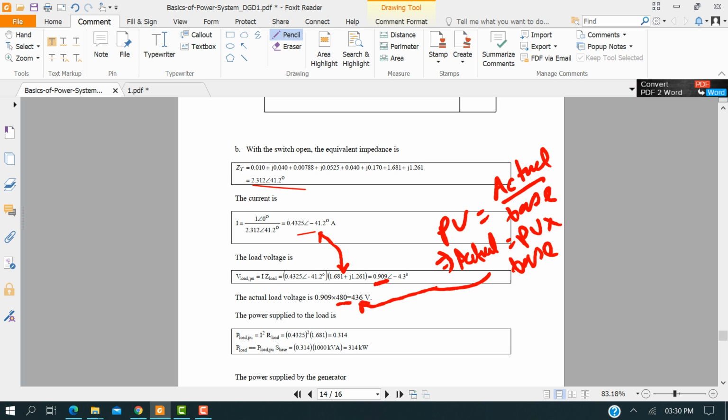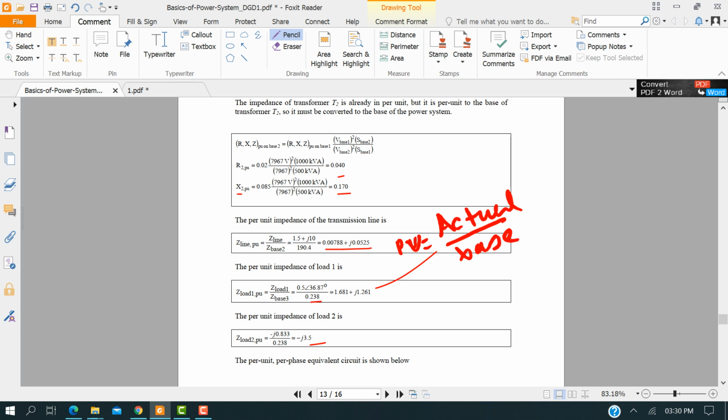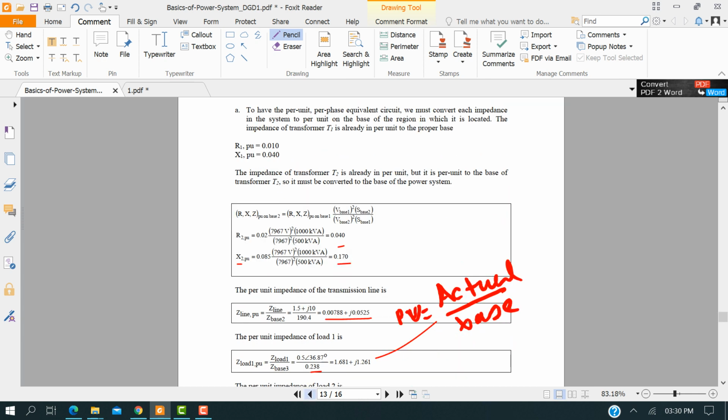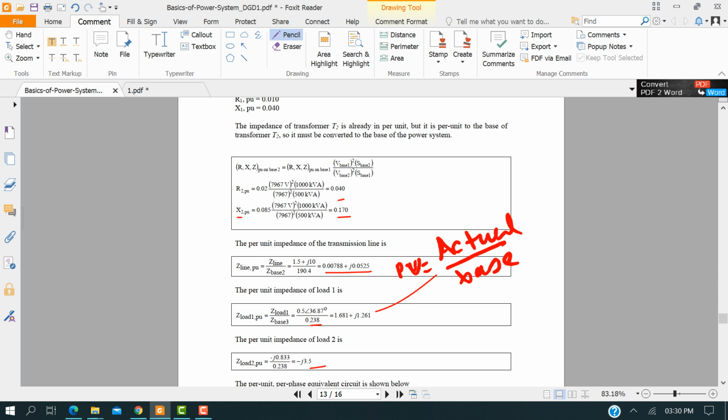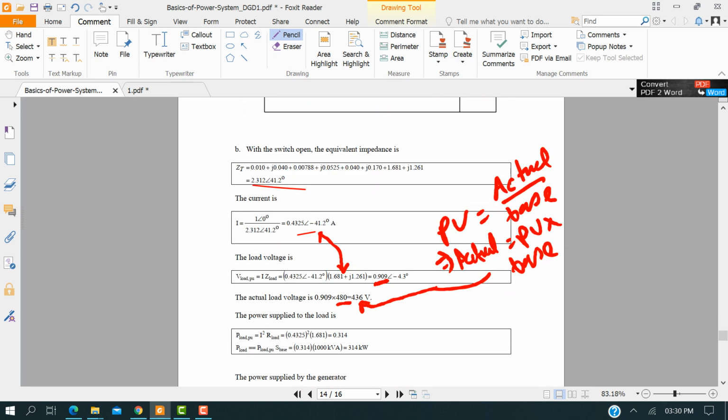Okay. Now, what is the power supplied? Power supplied is just I squared R. The value of I is here, 0.4325. What is the value of R load? R load, go up, 1.68. Here is load 1, here is the R, and here is the X. So the load power supplied is I squared R.